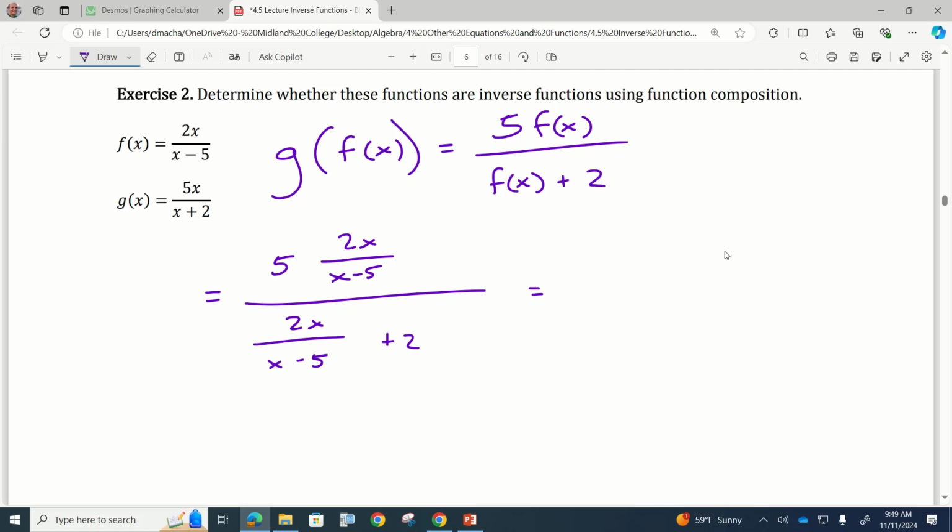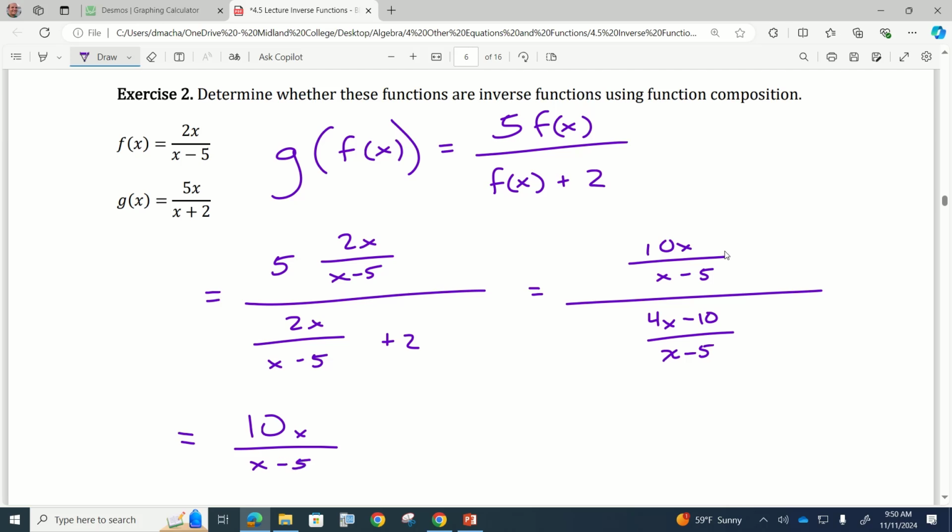Okay, if I do 5 times all of this, I could just multiply the 5 in the numerator and get 10x over x minus 5. In the denominator, if I want to add 2 plus all of this, I would have to find a common denominator. Of course, that common denominator would just be x minus 5, and then I would get 2x plus 2x minus 10, so 4x minus 10. Dividing is the same thing as multiplying by the reciprocal. And so the x minus 5's cancel, and I get 10x over 4x minus 10.